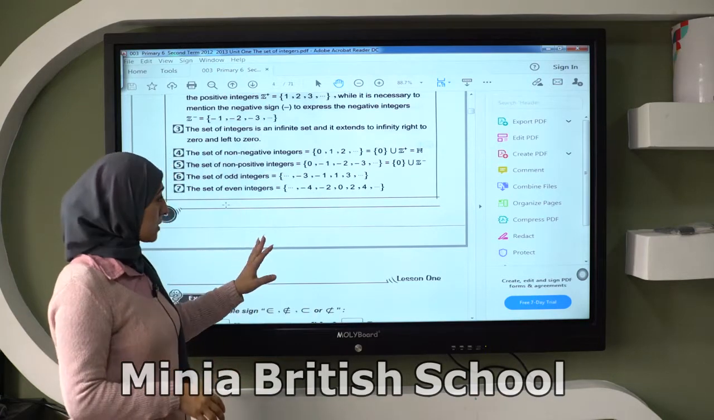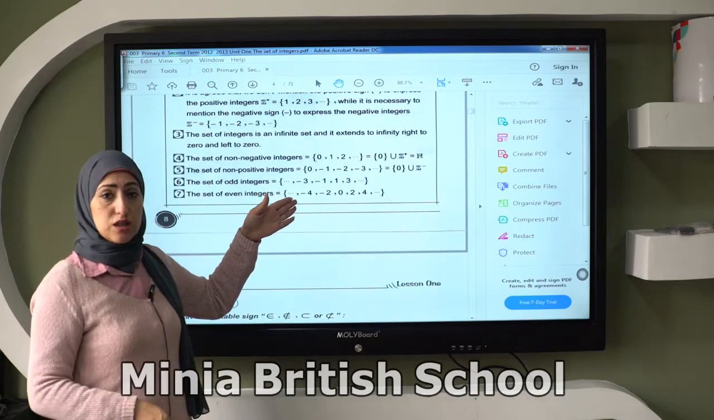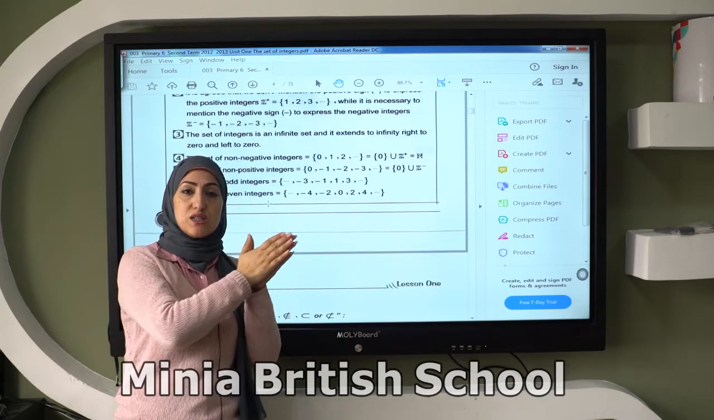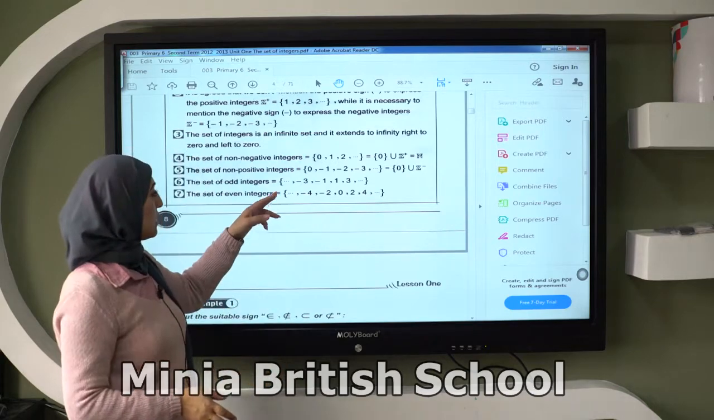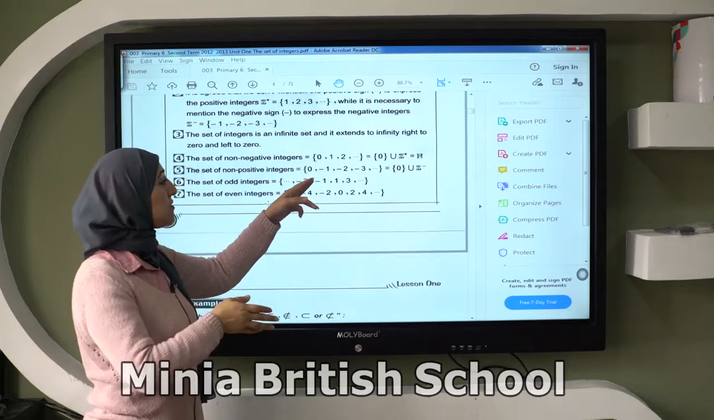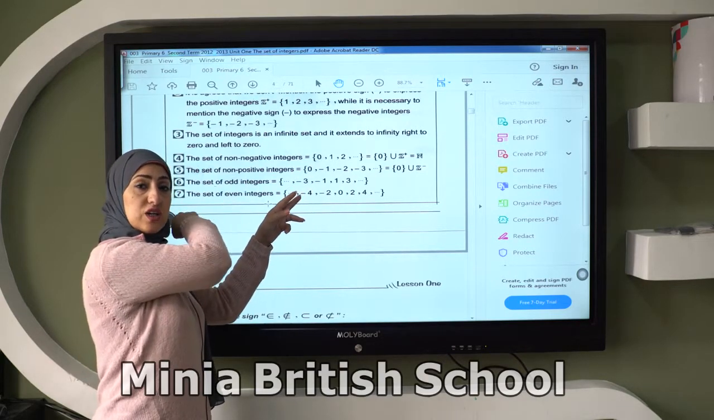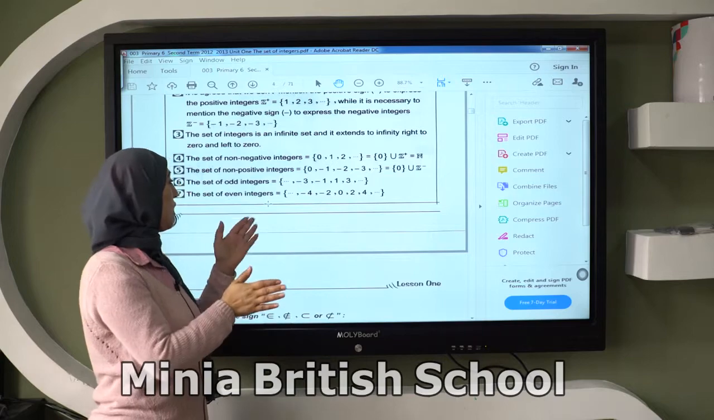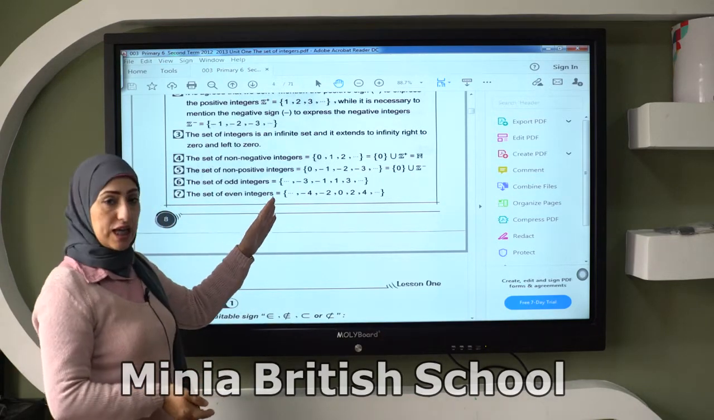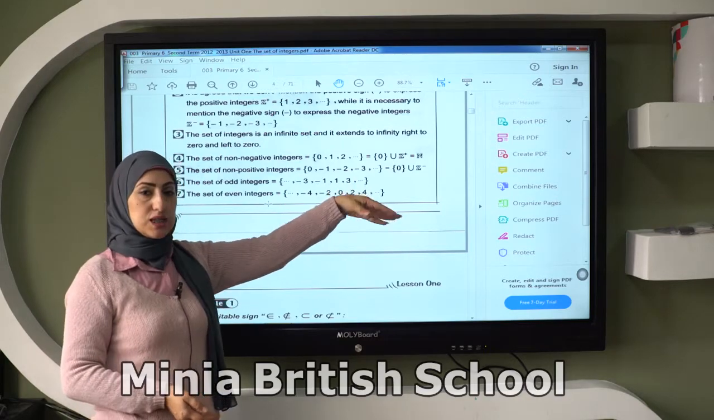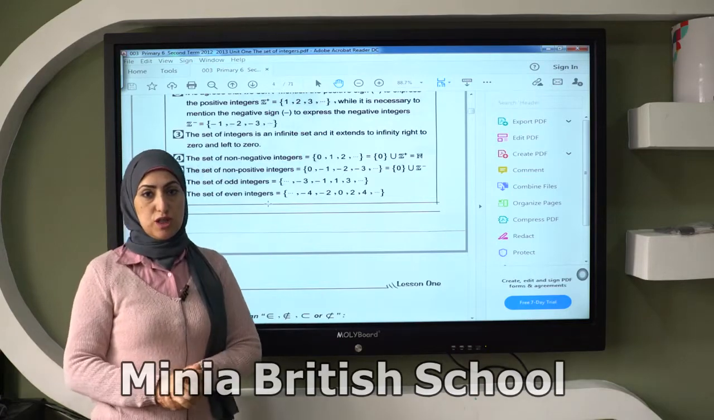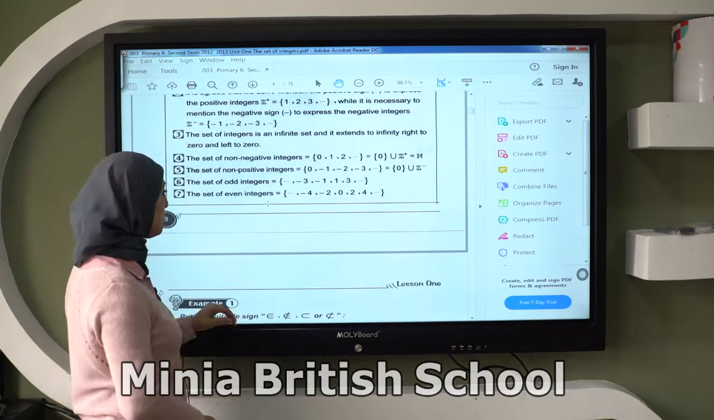Okay? So, in the integers, it's also in the negative integers. We can say this is odd or even. Like here in the odd, 1, 3, 5, and so on. And negative 1, negative 3, negative 5, negative 7. This is also the odd integers. Okay? In the even, the same. 0, 2, 4, 6, 8. And negative 2, negative 4, negative 6, and so on. Do you understand? I hope so.